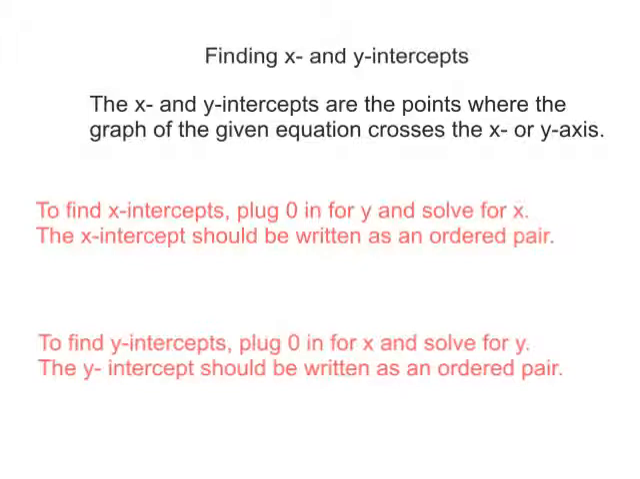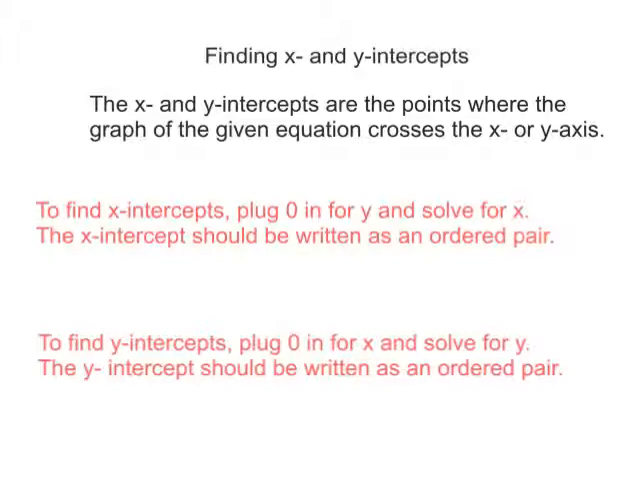So here's how we do it. To find the x-intercept, we're going to plug 0 in for y, then we're going to solve that equation for x. So plug 0 in for y if you want the x-intercept. The x-intercept should be written as an ordered pair. It is a point on a graph. To find y-intercepts, plug 0 in for x and solve for y. The y-intercept should be written as an ordered pair also.